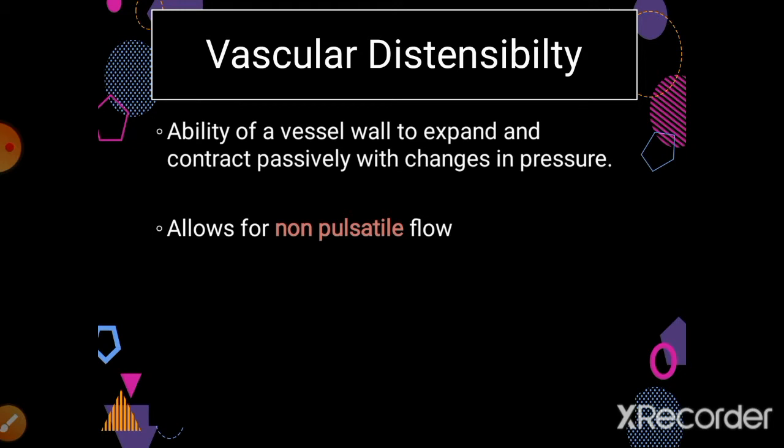What is the use of this distensibility? What does the body gain from this distensible nature of vessels? Well, first of all, it allows for non-pulsatile flow. What is pulsatile blood flow? Pulsatile blood flow means blood flowing in a pulsatile manner. That is, the blood would flow during the systole and not flow during the diastole.